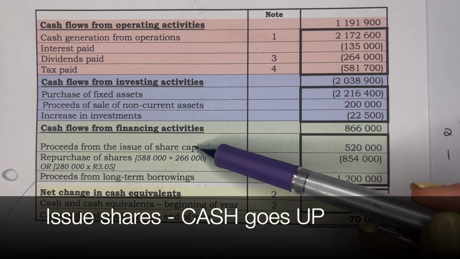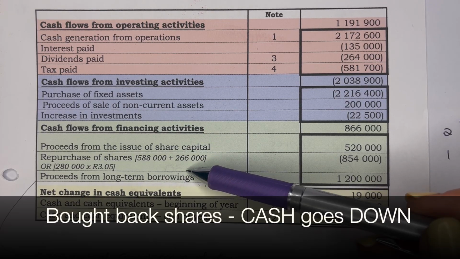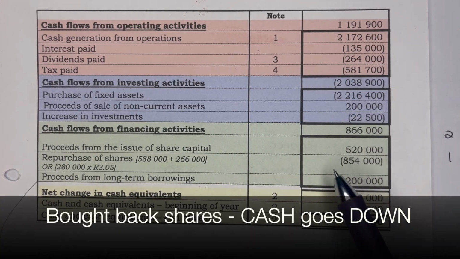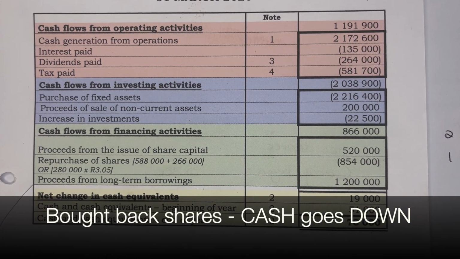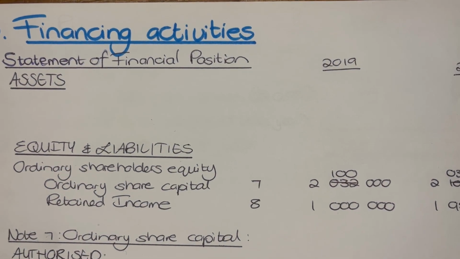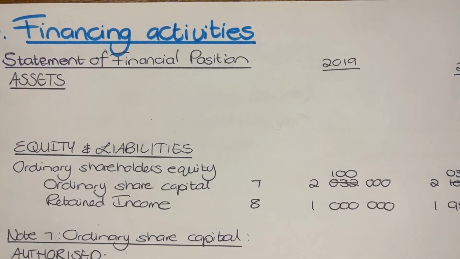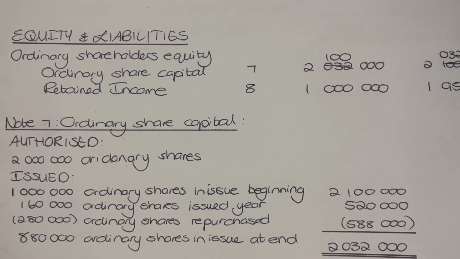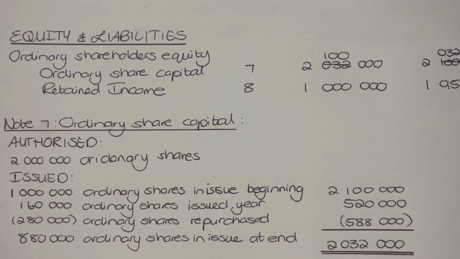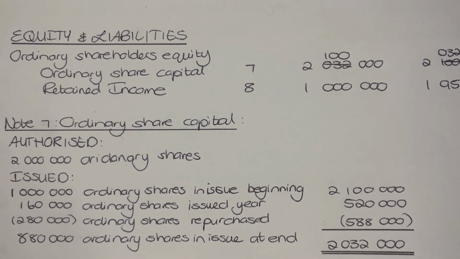The first line is proceeds from the issue of share capital. You issued more shares, and the second one is you bought back some shares. So where do I get this information from? You're going to have to go to the statement of your financial position. First half you'll get all your assets, and then you'll get your equity and your liabilities, and under that directly you'll find your ordinary share capital. And you have got two parts, the capital and the retained income. For now, we're going to look at the capital.